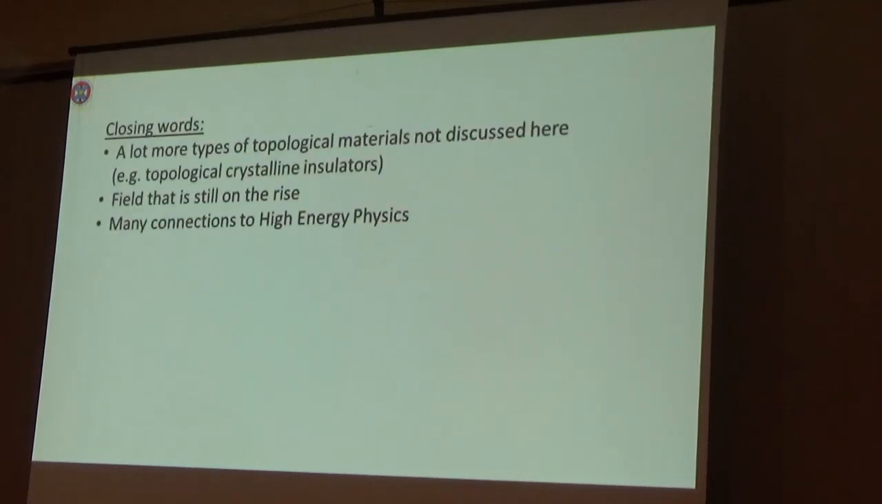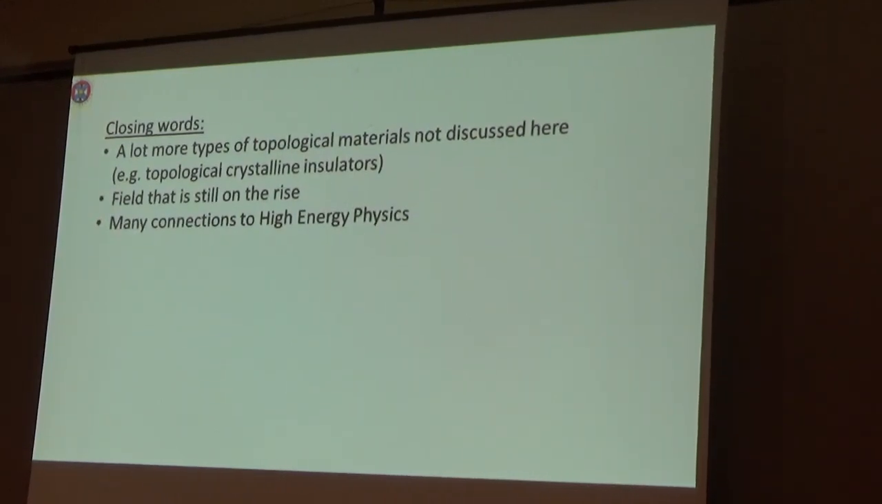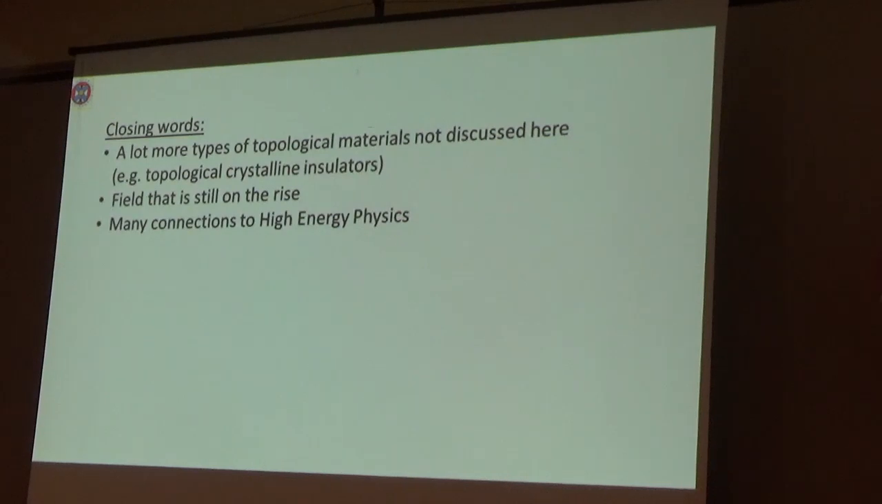So closing, I just want to say that there are a lot more types of topological materials that I did not discuss here, like topological crystalline insulators. The field is still on the rise. It doesn't seem to give up anytime soon. And it has many connections to high energy physics and many applications, because these edge states that I mentioned before are always protected by topology, which makes things very robust.